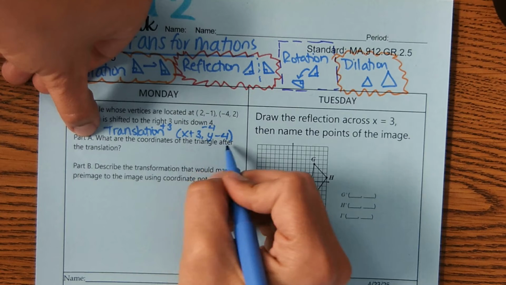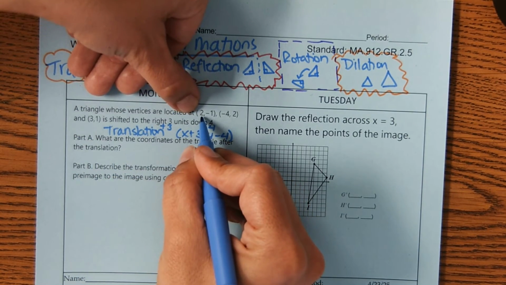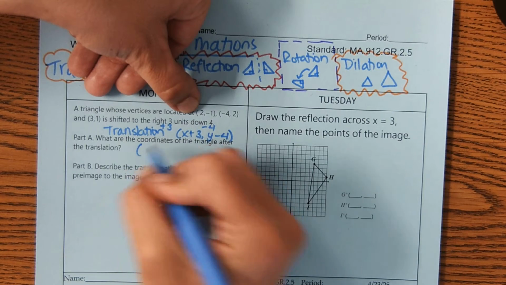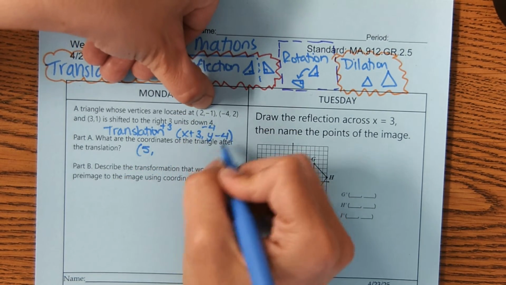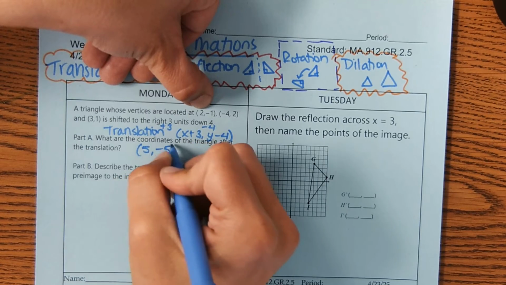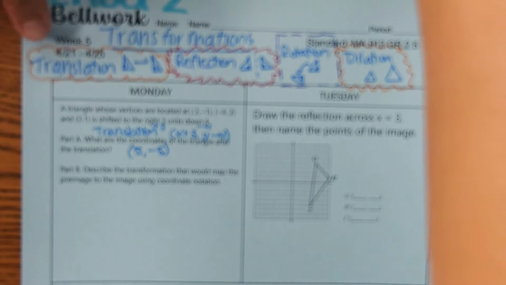So what are the coordinates of the triangle after the translation? Like I said, we can use these rules and just take these points. So it says 2, -1. We can just add 3 to the x coordinate, so that would make 5. And then -1 minus 4 would be -5. So this is our new coordinate for that. I'm going to zoom in more too.